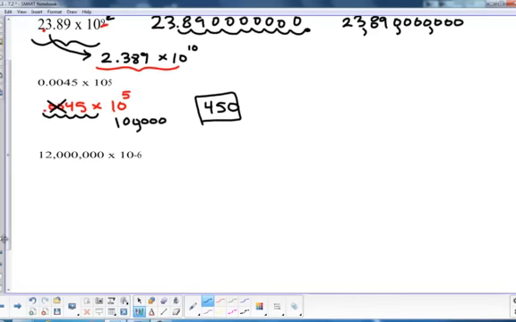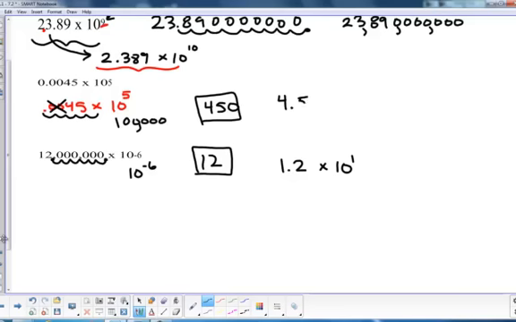And then 10 to the negative 6, we're going to take this decimal and move it 6 back. So your answer would be 12. And if you want to write that in proper scientific notation, it would be 1.2 times 10 to the 1. And if you want to write the one before in proper scientific notation, it would be 4.5 times 10 to the 2.